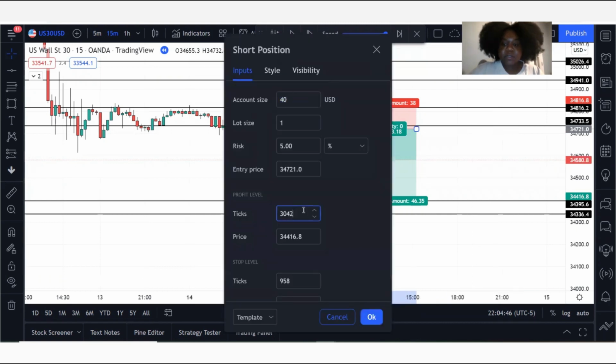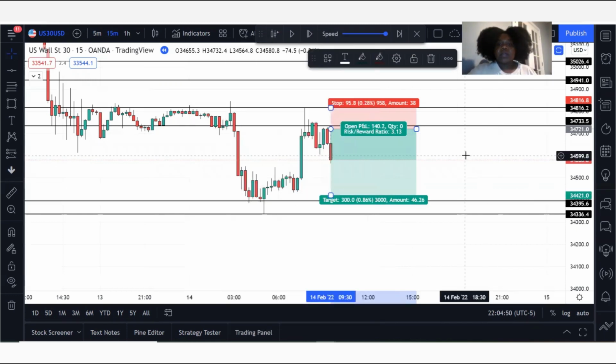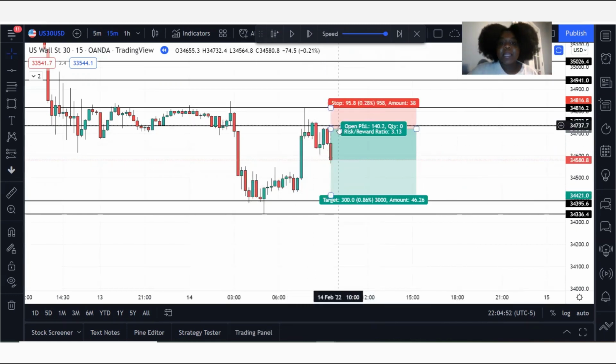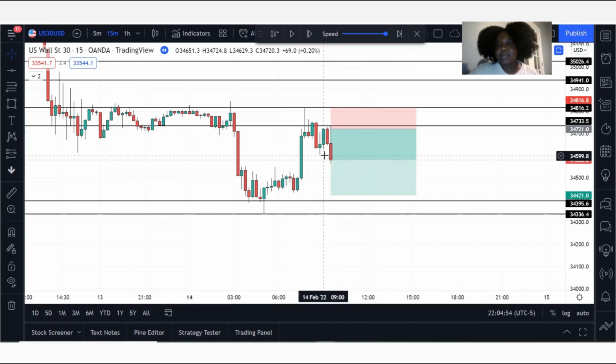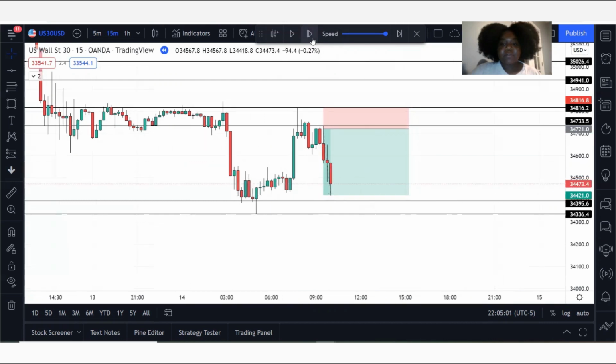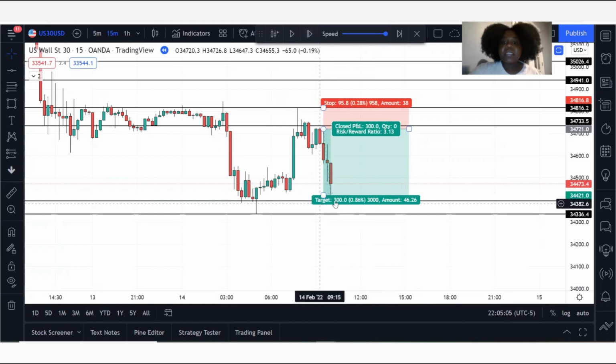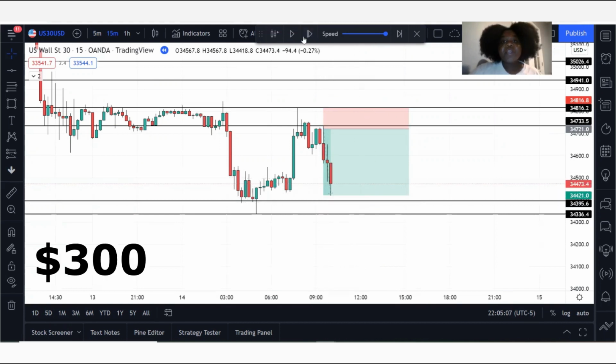Let me make sure this is a 3. It looks like I moved it or something. Okay, so technically we got in automatically, well, not automatically, but we are obviously in profit. So let's see what happens. Okay, still in profit. Oh, and we hit TP, right? We hit TP. So technically now we are up $300.